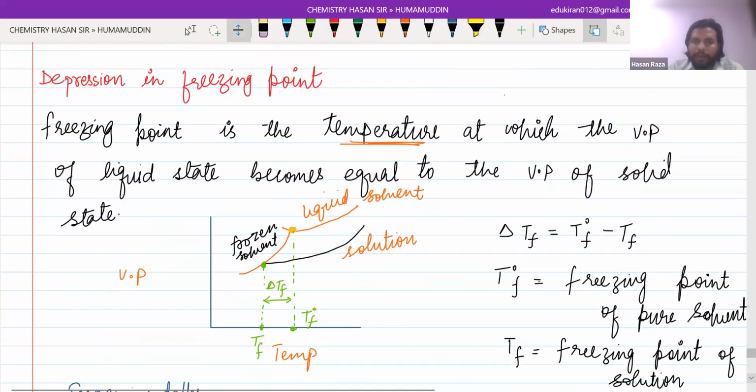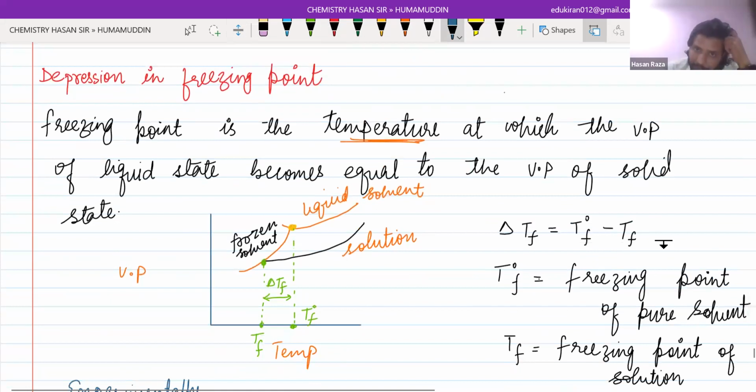Humam, depression in freezing point. As we discussed elevation in boiling point in the last class, this is depression in freezing point. When you add a non-volatile solute, the freezing point of the solution will decrease. In elevation in boiling point, when you add a non-volatile solute, the boiling point of the solution will increase as compared to the boiling point of the pure solvent. So what is freezing point? Freezing point is that temperature at which the vapor pressure of the liquid becomes equal to the vapor pressure of the solid state.